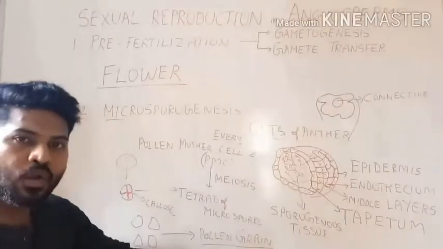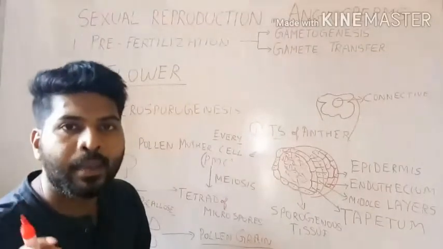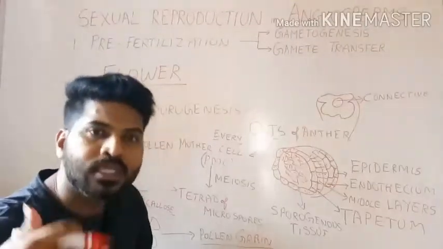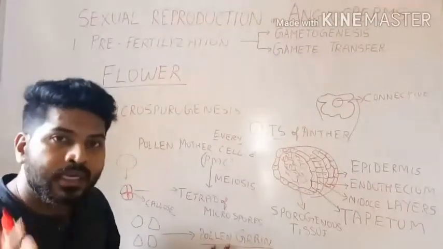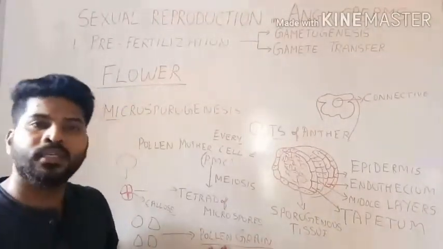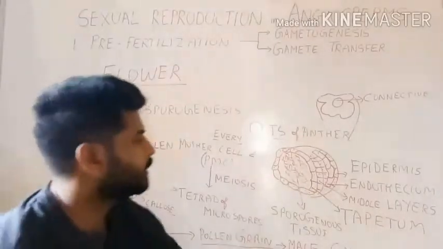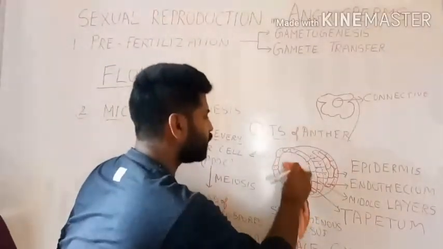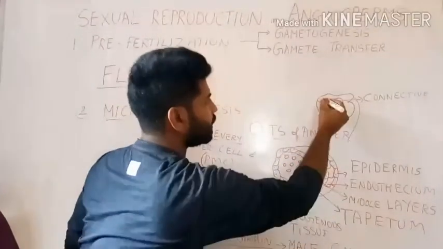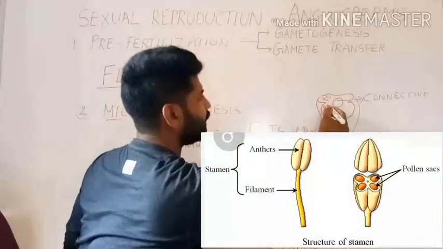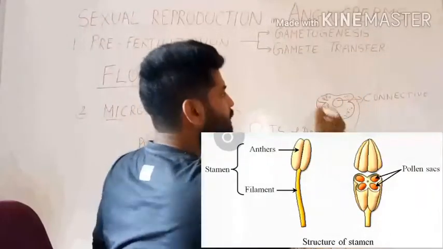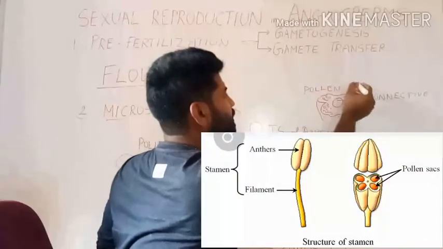Pollen grain is also called the male gametophyte. That is, it's the male body which produces the gamete. Pollen grain itself is not the male gamete. Pollen grain produces the male gametes. Once the sporogenous tissue produces pollen grains, as you can see in the diagram, the entire sac-like structure will be filled with pollen grains. Now, it is called pollen sacs.